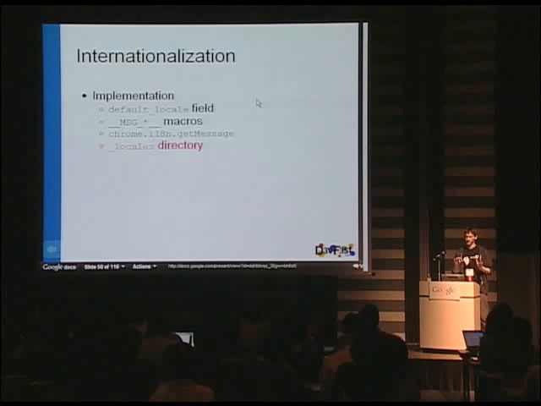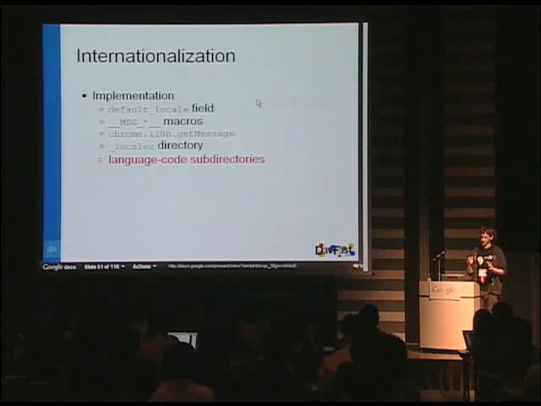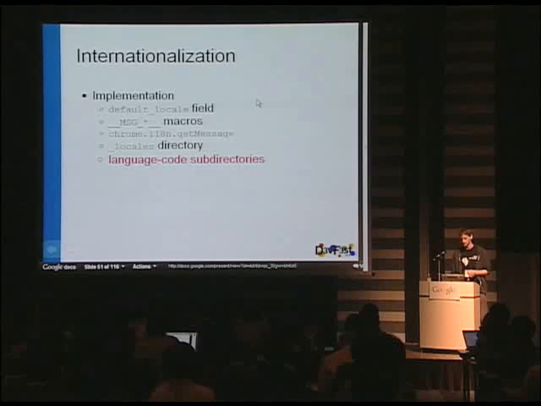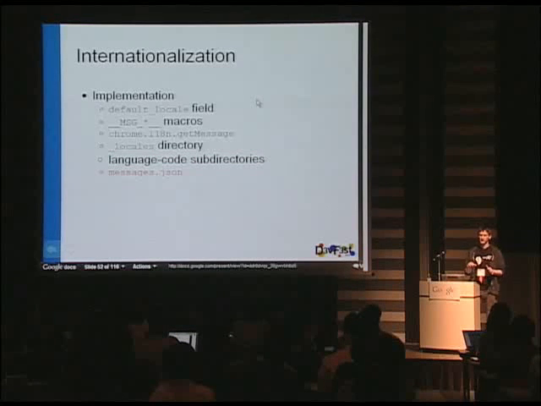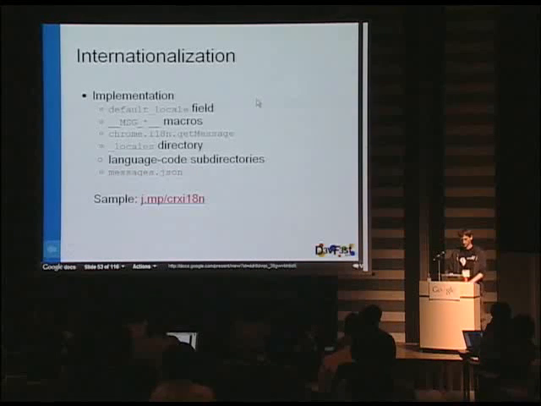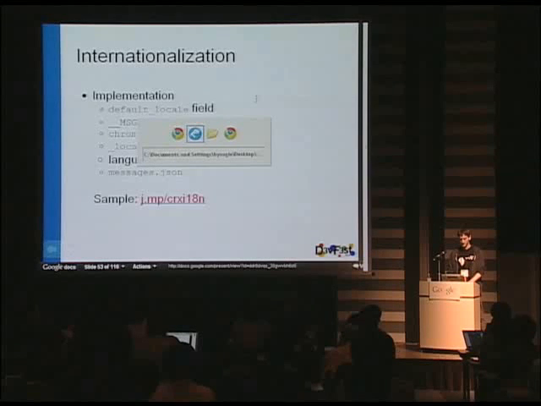Next, in your extension directory, you're going to provide an underscore locales directory. And under that, you're going to have subdirectories that have language codes, and this is where your actual translations are held. So for example, if you were providing a Japanese translation, you would have a subdirectory called JA. Finally, in each of these subdirectories, you have messages.json files, which is where your actual translations live. So let's look at an example of that.